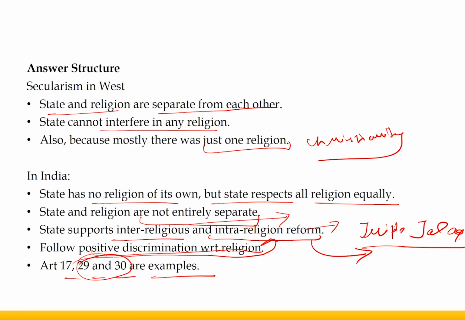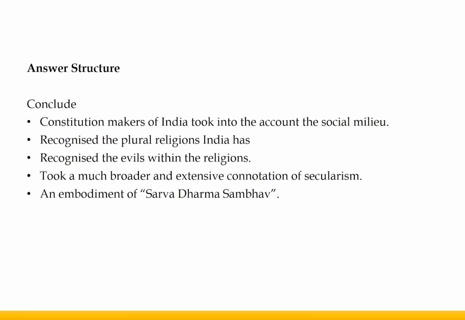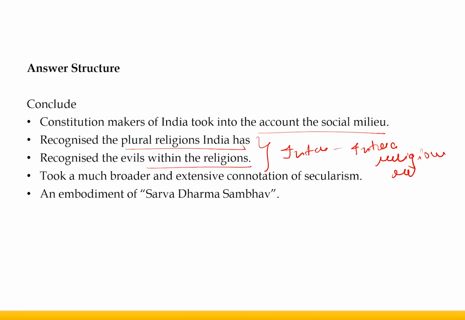Now, how has this suited our demands? This is where you conclude the answer. The constitution makers of India took into account the social milieu of India and recognized the pluralism or plural religions which India is made up of. And they also recognized that there are certain evils within the religions. That is why they came up with the idea of inter-religious and intra-religious reforms.